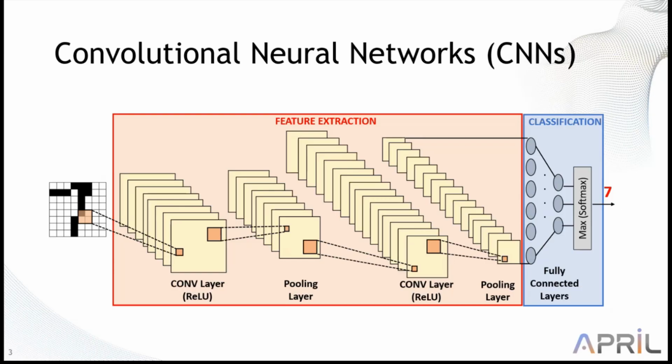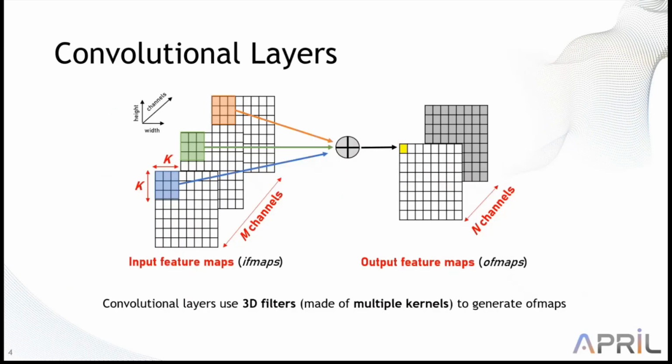Eventually, there is a classification layer that usually consists of fully connected layers that perform matrix multiplication in order to finalize the classification task. As an example, in this case, we have a digit represented in the image, and the goal of the convolutional neural network is to identify the specific digit that is visualized.